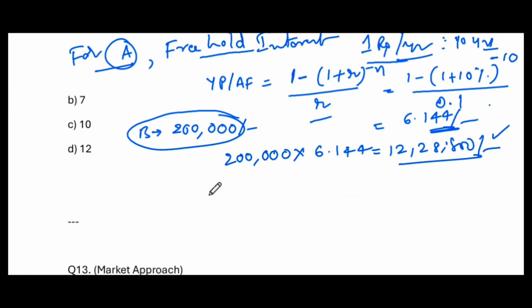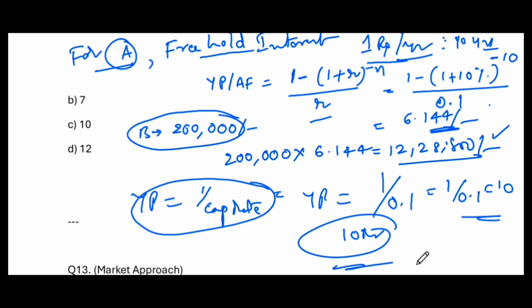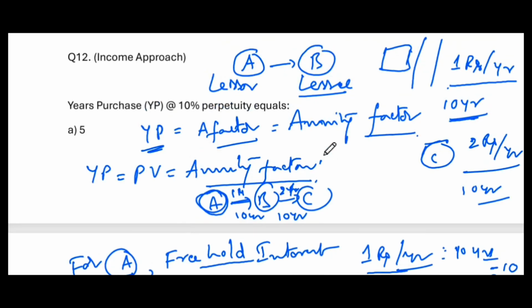But if there is no fixed limit, then what will be the property value? 1 by capitalization rate. YP will be, that means there is no limit, until this comes to freehold actually. So YP will be 1 by cap rate, which means 1 by 0.1, equal to 10. So 10 is the year's purchase. So the answer will be C. So we have calculated the tough one actually.